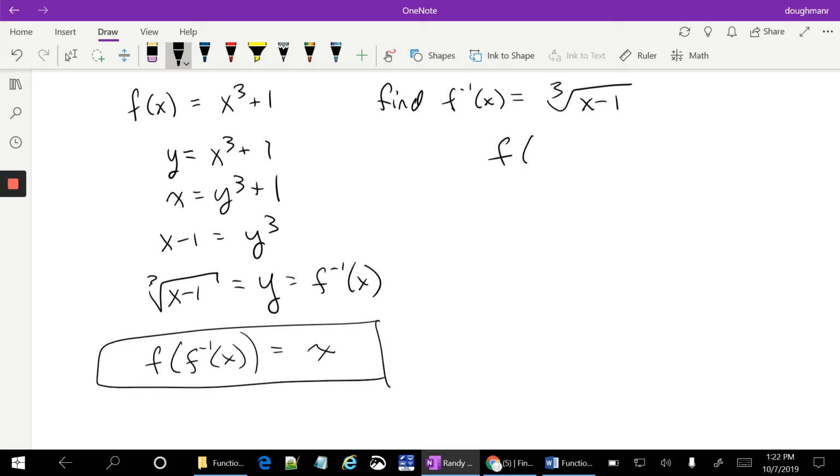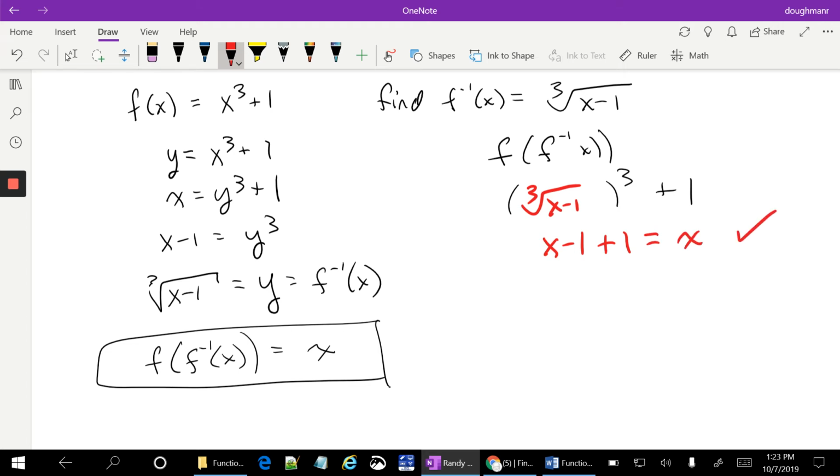So if I take f of the inverse of x, I know that, since f is x cubed plus 1, that's x cubed plus 1. I put the inverse function in for x. All right, so I'm going to put the cube root of x minus 1 in there, and then solve. Well, the cube root of something cubed is something, and x minus 1 plus 1 equals x, and it worked.